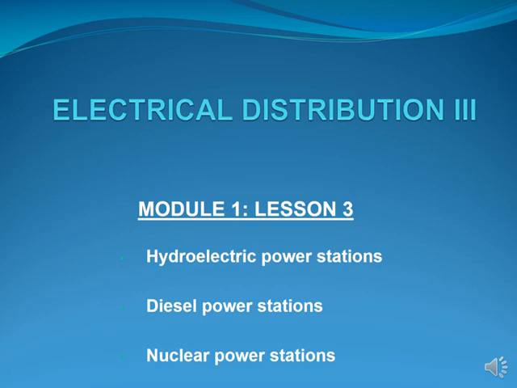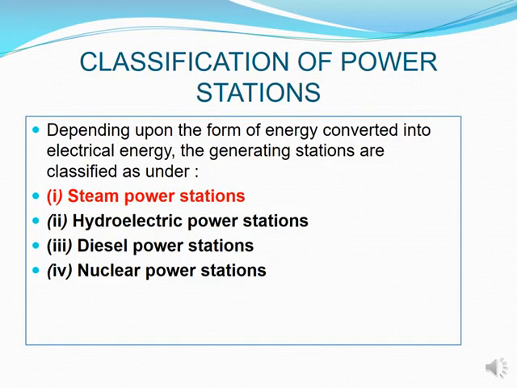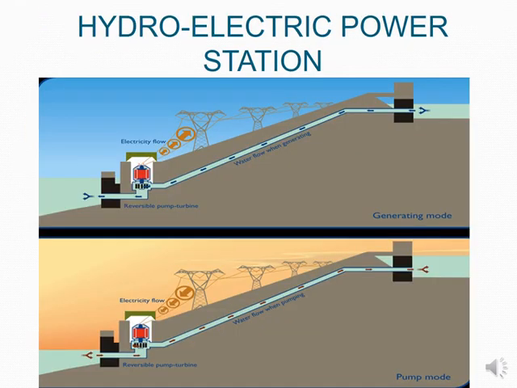So today we're going to do the third lesson of Module 1 in electrical distribution. What we're going to be looking at here is the three other power stations that we didn't look at already, and that is your hydroelectric, your diesel, as well as your nuclear power station. We've already looked at your steam power stations. Now we're going to concentrate on the three that are on the slide.